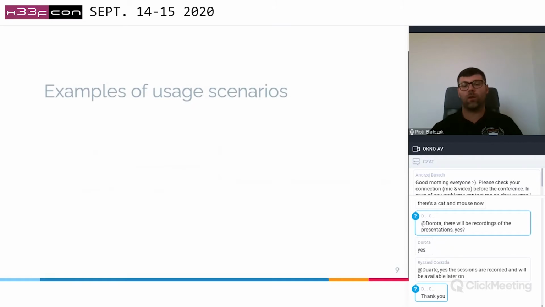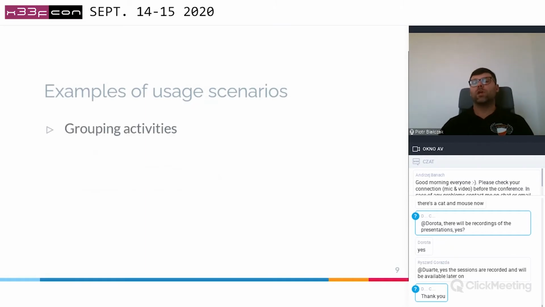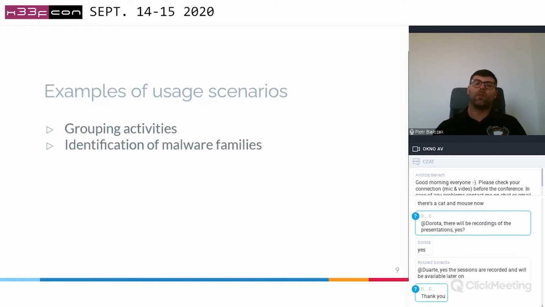So some examples of usage. Firstly, you can use the fingerprinter to group activities. For example, we have, like I said before, 100 HTTP requests, and you want to know whether they are similar or different. It can provide identification of malware. For example, you have one fingerprint which is distinct, and you can use it as a hash to search for other messages in this format. It is similar to VirusTotal.